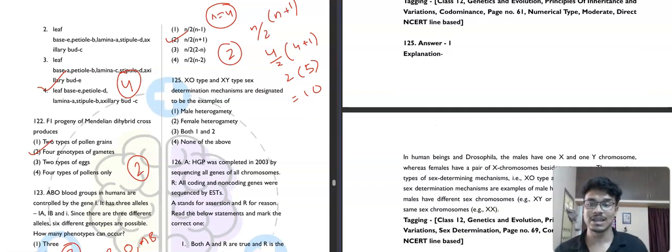Then question number 125. It is saying that XO and XY type sex determination mechanisms are designated to be examples of male heterogamety, female heterogamety, both first and second, or none of the above.